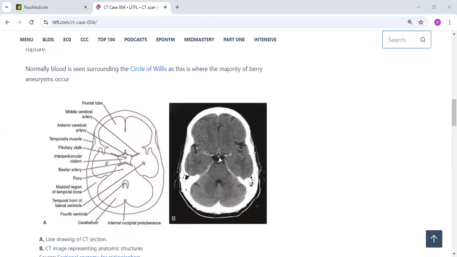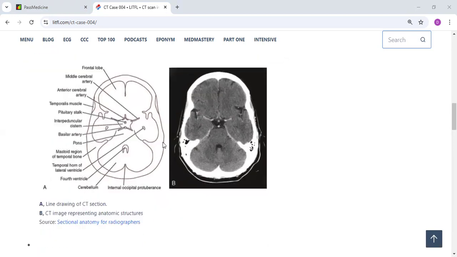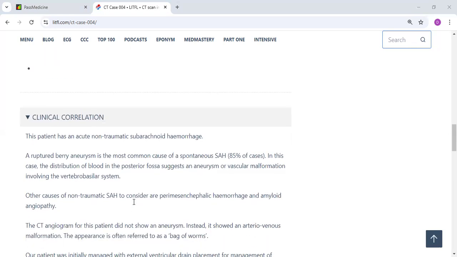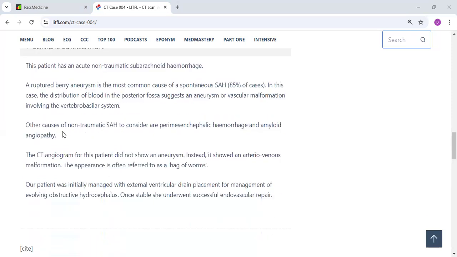This was a posterior fossa berry aneurysm which had bled, and it was grayish in color, which determines the acuity of the hemorrhage. A ruptured berry aneurysm is the most common cause of spontaneous SAH. In this case, the distribution of blood in the posterior fossa suggests an aneurysm or vascular malformation involving the vertebrobasilar system. The other causes of non-traumatic subarachnoid hemorrhage to consider are perimesencephalic hemorrhage and amyloid angiopathy.